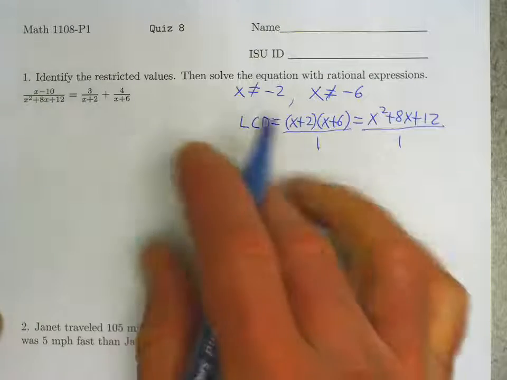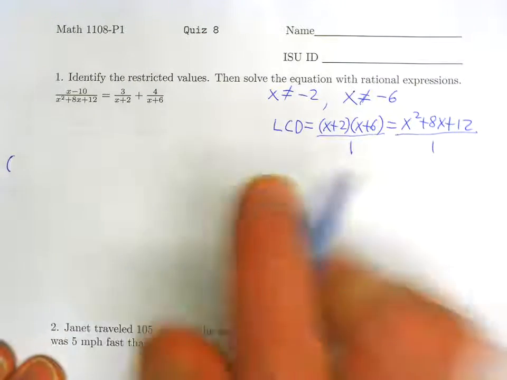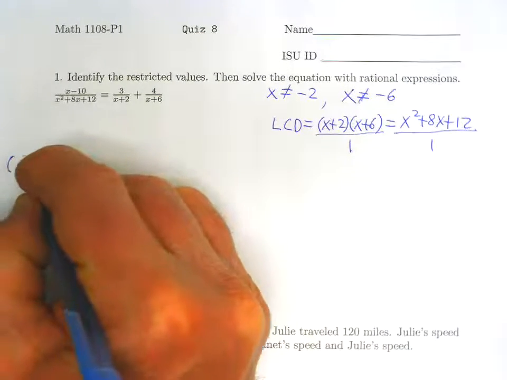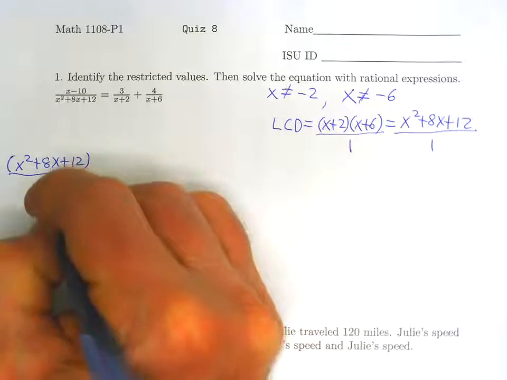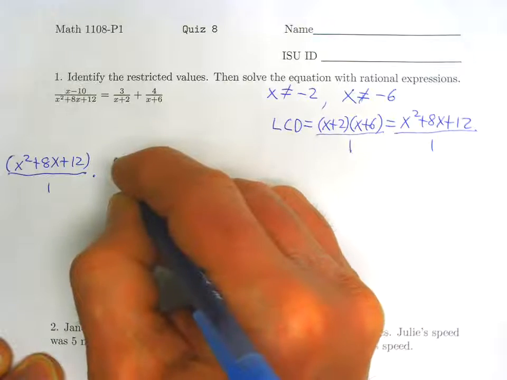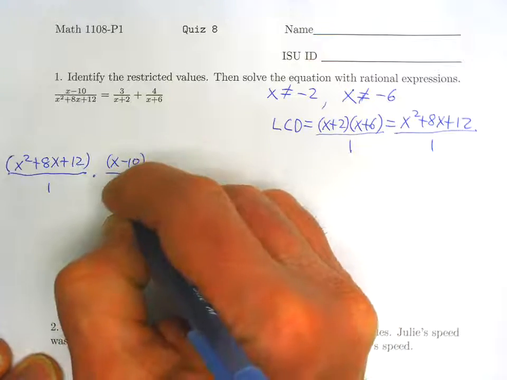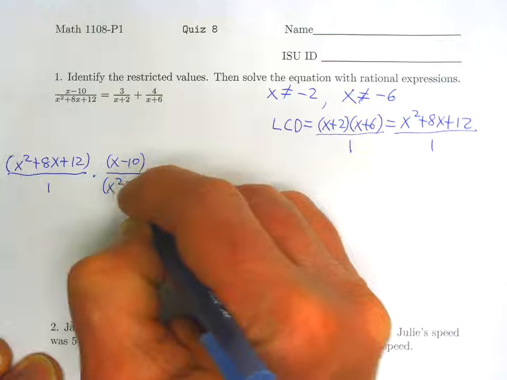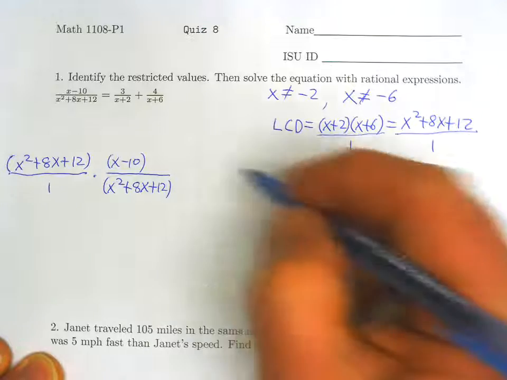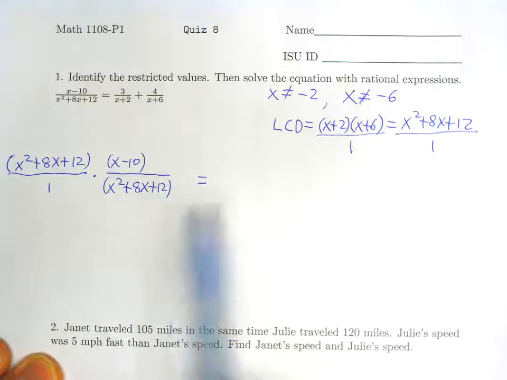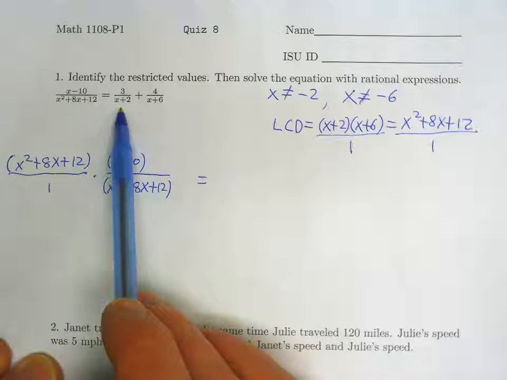So I write x squared plus 8x plus 12 over 1 multiplied by x minus 10 over x squared plus 8x plus 12 on the left-hand side. On the right-hand side, I'm going to use the factored forms because this denominator has one of the factors, x plus 2, in it.